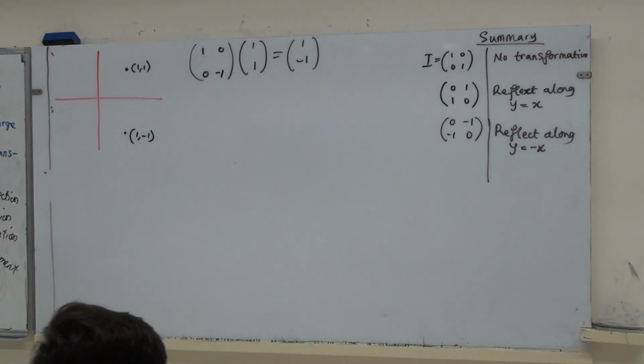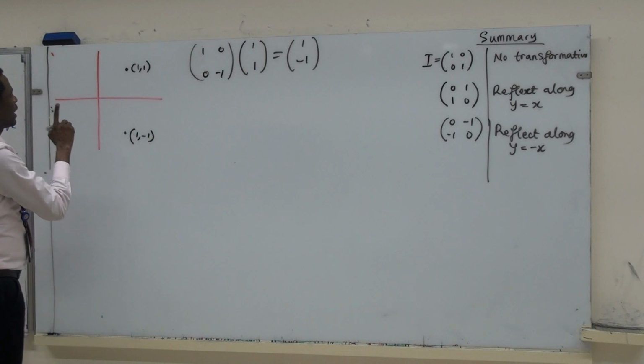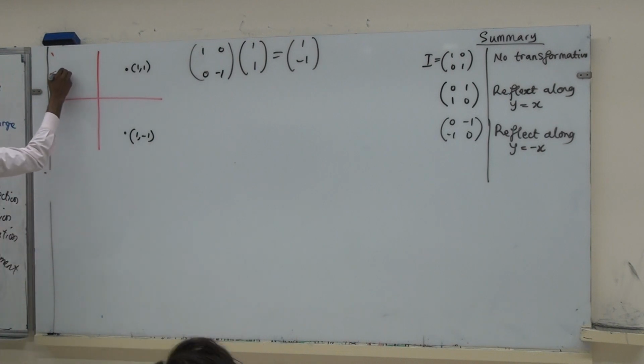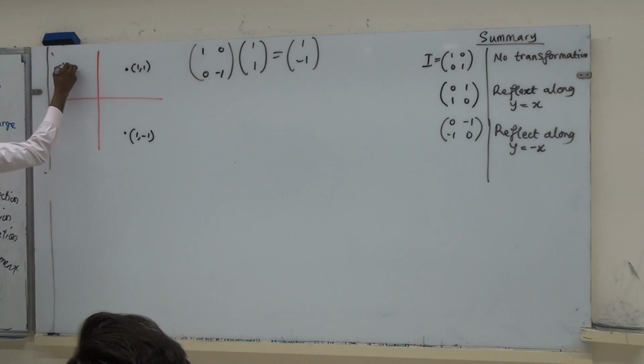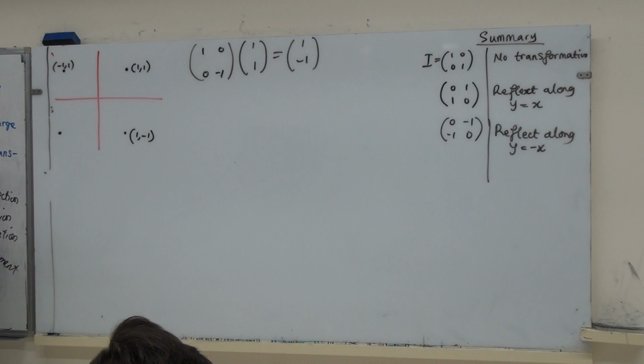Okay, so let's see. Is this what you have? 1, negative 1. Yeah. Are you sure? Yes. Okay, so let's pick another random point. Maybe the point here. The point here will be what? When x is negative 1, y is 1. Okay? And the reflection will be what? Negative 1, negative 1.